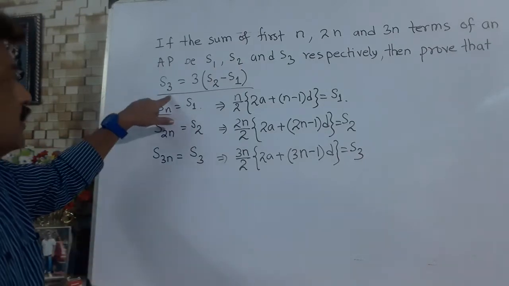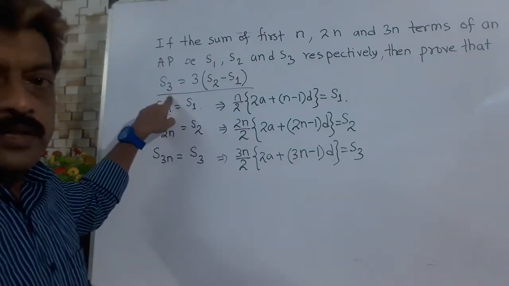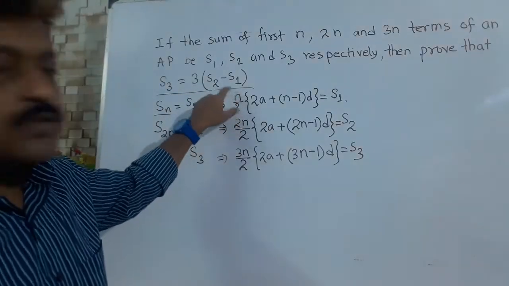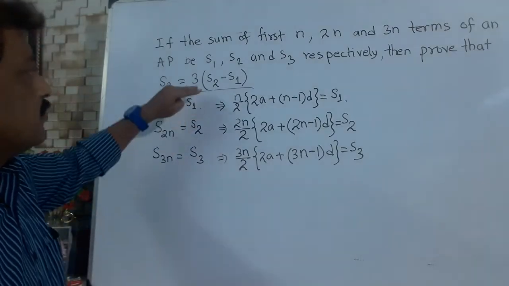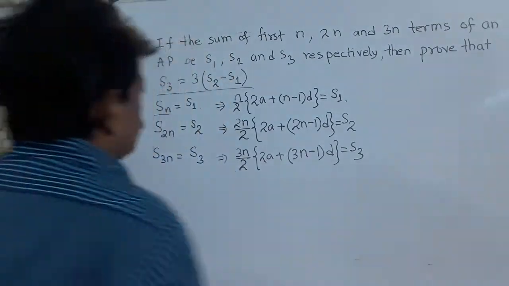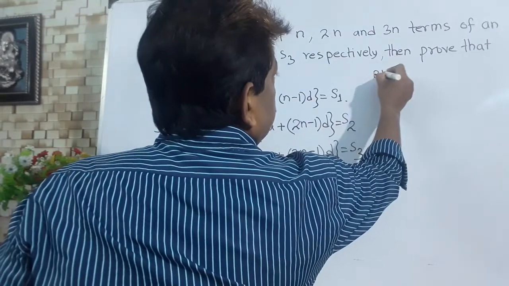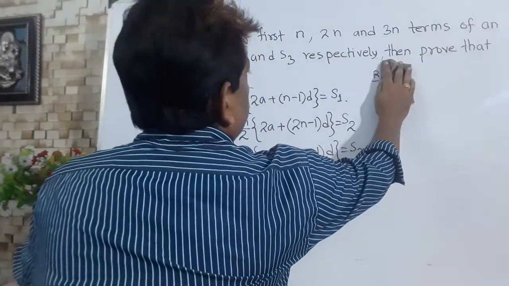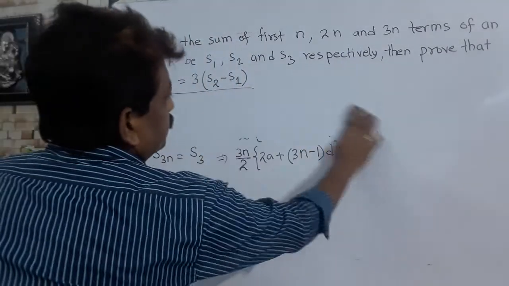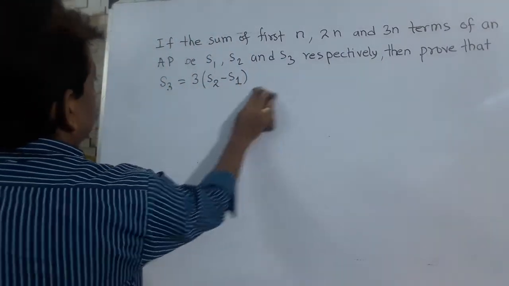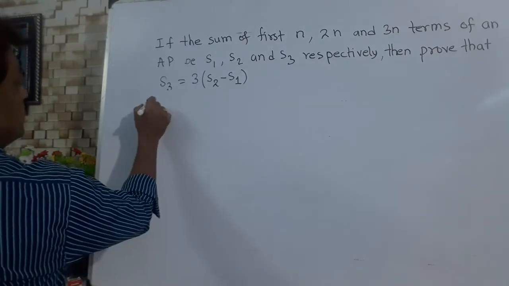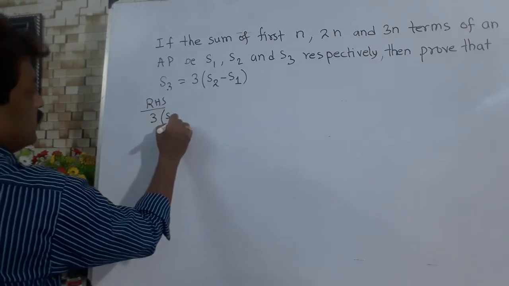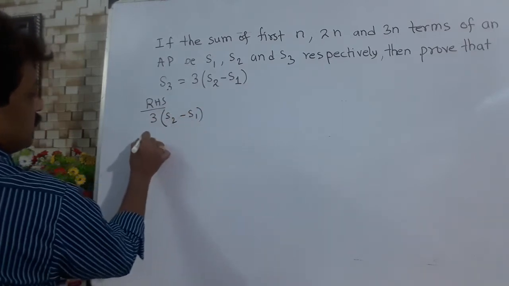So the question given is we have to prove S3 equals 3 bracket S2 minus S1. So let me start with the right hand side. Let me write down the RHS on this side because it will be long enough. So RHS equals 3 bracket S2 minus S1. Let me replace the values.